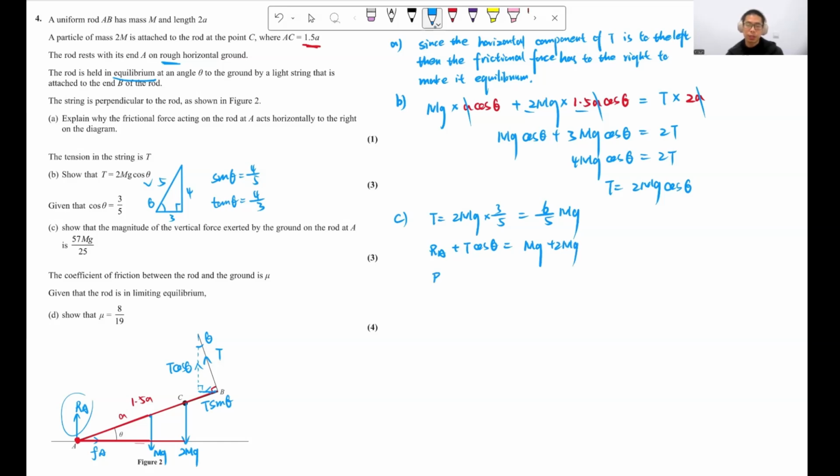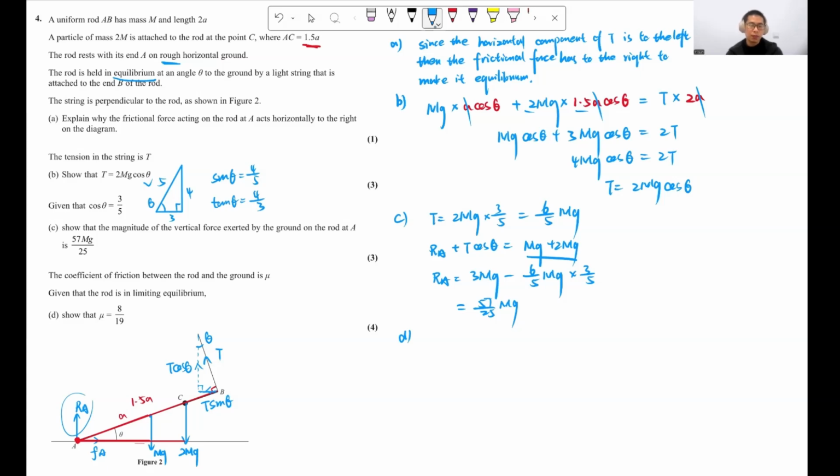So simplify that. RA is just equal to, so add them together, that would be 3 mg. And we minus t cos theta. So tension is 6/5 mg. We already worked it out. And then cos theta is 3/5. So what do we need to do here? Just do 3 mg. So just do 3 minus 6/5 times by 3/5 mg. So 3 minus 6/5 times 3/5, that's just 57/25. So that's just 57/25 mg. That's what we need.